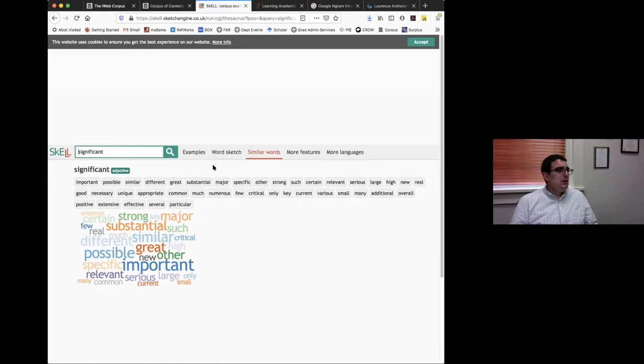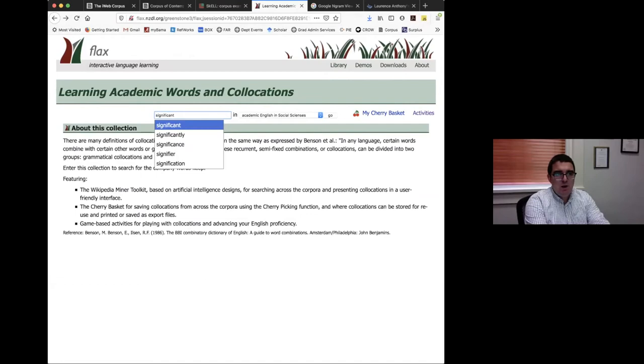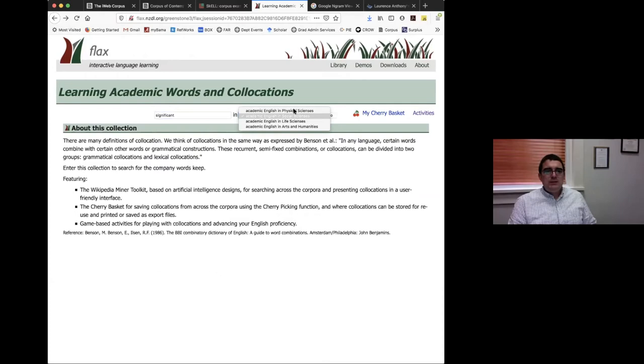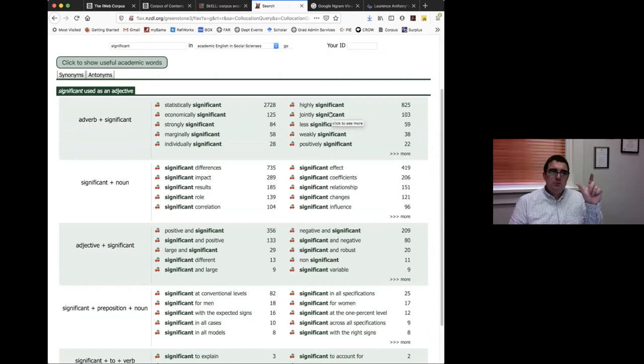Moving to the next, actually, I'll just go directly to FLAX. FLAX is similar to SCALE in some ways. I do think it's learner friendly. Again, I'll just do the same word, "significant." But you can see here some of the different corpora that are used. I thought in the past they had the BAWE, but maybe it's no longer allowed, per one of the earlier comments. So here we have "significant" in academic English and social sciences. So again, perhaps a simpler presentation than even SCALE, where we get some reduced patterns: adverb plus significant plus noun.